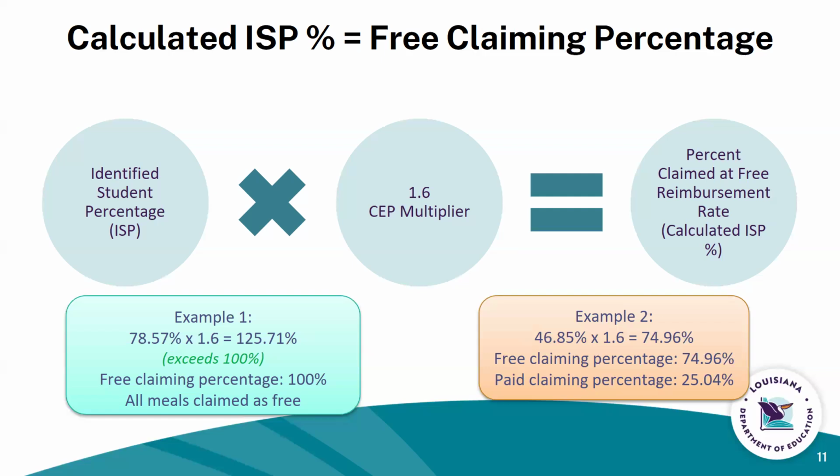In example 2, an SFA with an ISP of 46.85% multiplied by the CEP multiplier of 1.6 equals a calculated ISP, or free claiming percentage, of 74.96%. So this SFA will claim 74.96% of their meals at the free rate and the remaining 25.04% of their meals at the paid rate.